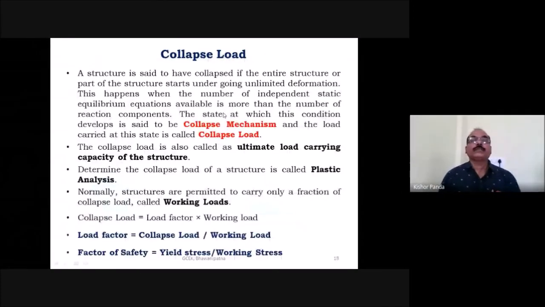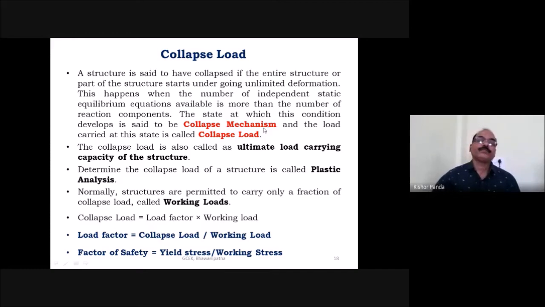Then what is collapse load? A structure is said to have collapsed if the entire structure or part of the structure starts undergoing unlimited deformation. This happens when the number of independent static equilibrium equations available is more than the number of reaction components. The state at which this condition develops is said to be the collapse mechanism, and the load carried at this stage is called the collapse load. So at the stage of the collapse mechanism, the load carrying capacity of the structure is called the collapse load.